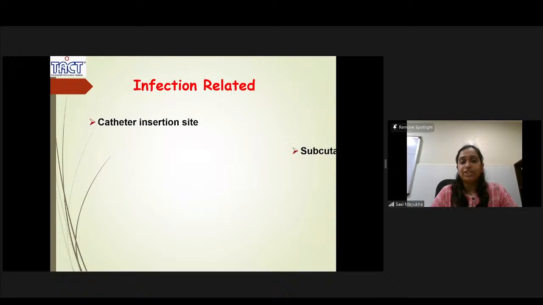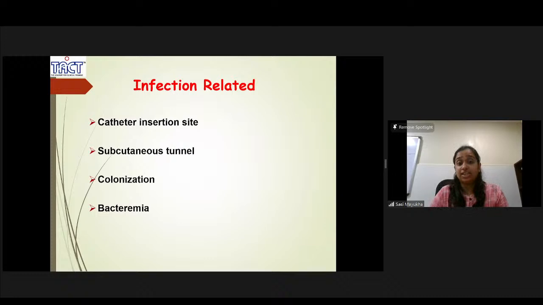Infection related, there can be a catheter insertion site related infection, a tunneling infection, a subcutaneous infection, there can be colonization and bacteremia.